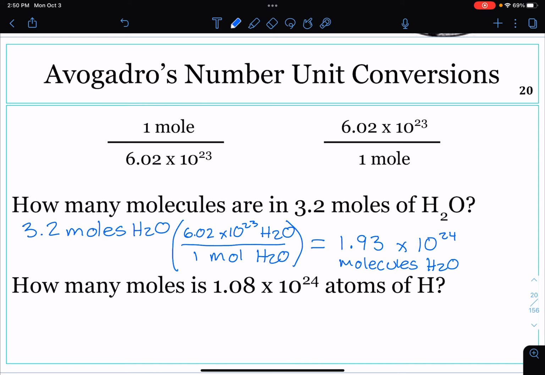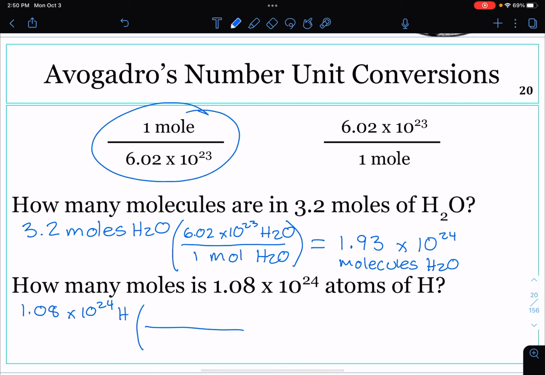Let's start with what we are first given, 1.08 times 10 to the 24 atoms of hydrogen. Now we're going to use this unit conversion so that we can cancel our unit of atoms of hydrogen. We're going to put 6.02 times 10 to the 23 hydrogen atoms on bottom and the 1 mole on top. That is, in fact, the unit we are looking for. So now if you divide, you should get 1.79. And the unit is moles of hydrogen.